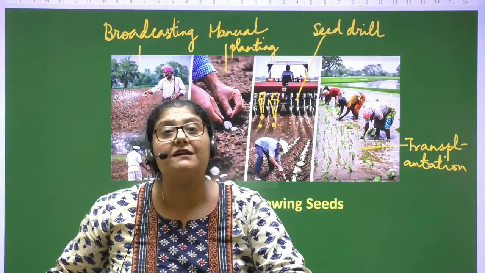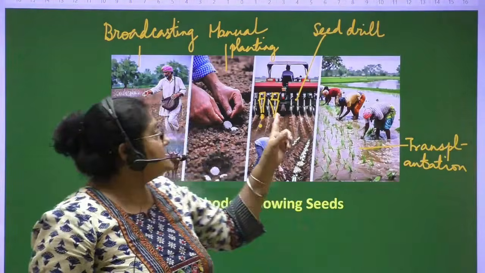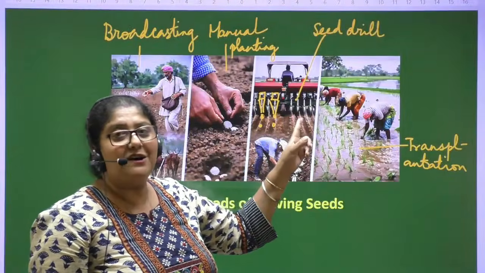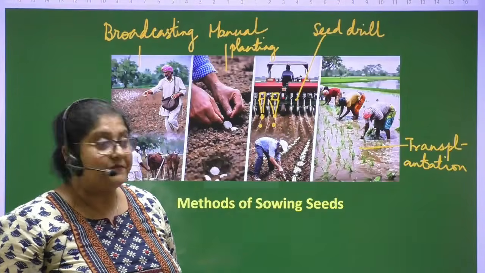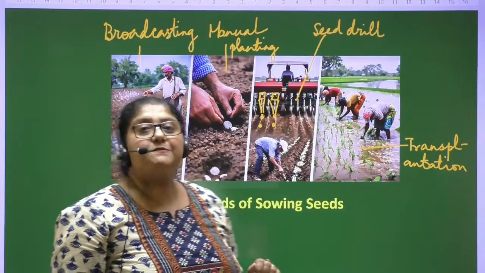Also, they are falling at the right depth. So this is a very sophisticated manner of sowing seeds, that is by using a machine called a seed drill. Now the last one, transplantation.